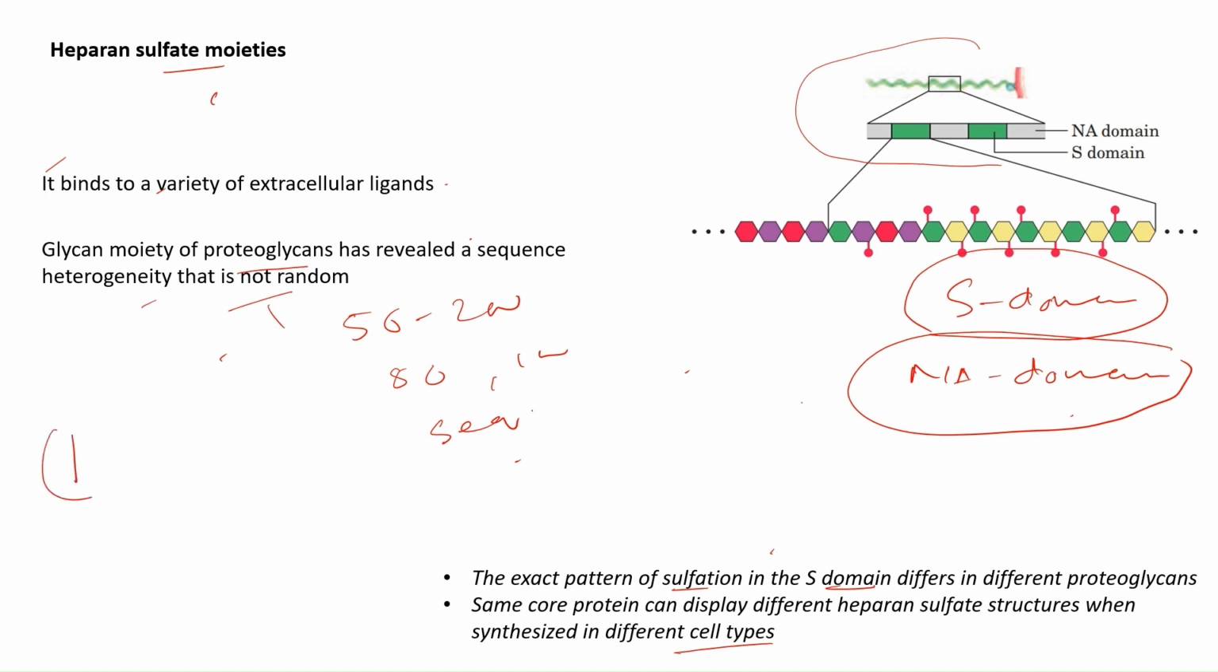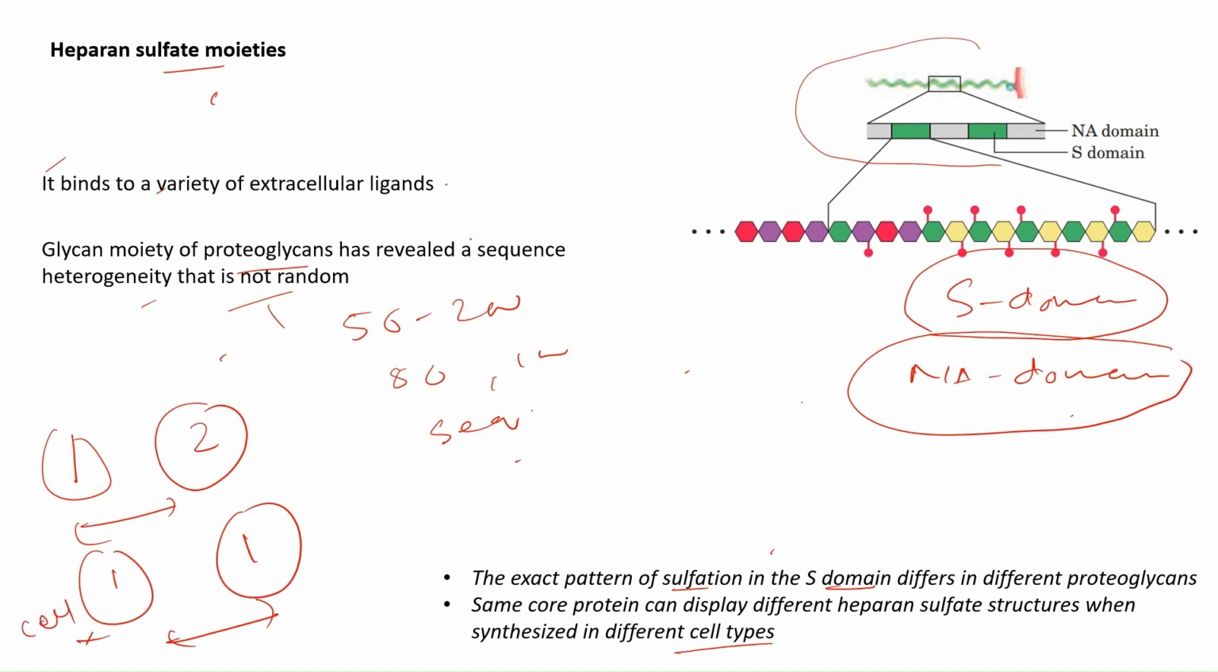Proteoglycan number 1, proteoglycan number 2. The addition of sulfate will be different in both proteoglycans, and also in the same proteoglycan if it occurs in cell X and in cell Y. It will be different in different proteoglycans, and also different in the same proteoglycan if it occurs in different cell types.